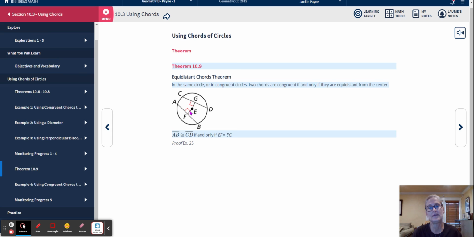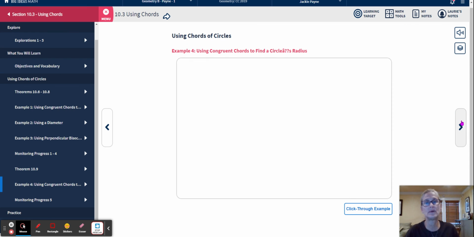So if EF, the perpendicular distance here, and EG, the perpendicular distance here, are equal in measure, then you can say that chord AB is congruent to chord CD, and vice versa. Chord AB is congruent to chord CD if and only if those 2 little lengths there are the same. So, of course, we'll have an example with that.